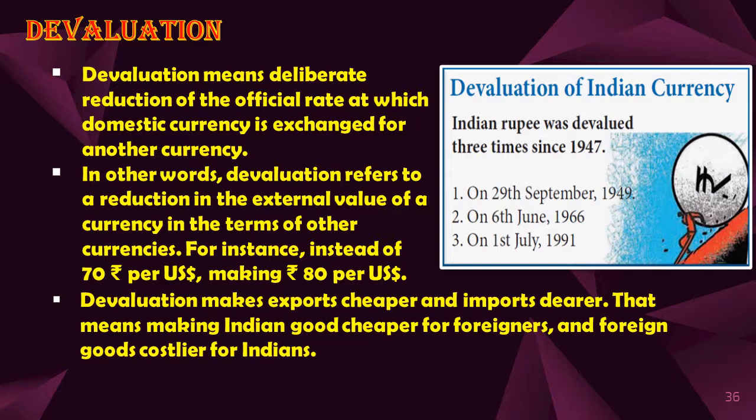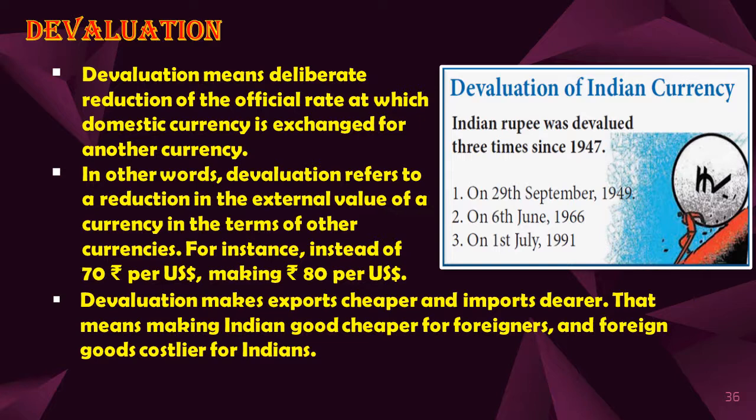That means making Indian goods cheaper for foreigners and foreign goods costlier for Indians. So after devaluation, export will be easy for India and import will be dearer. Indian goods are cheaper for foreigners, whereas foreign goods are very costly for Indians. See the chart given there.